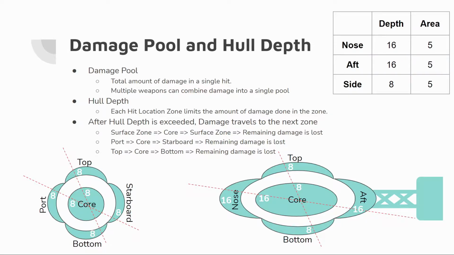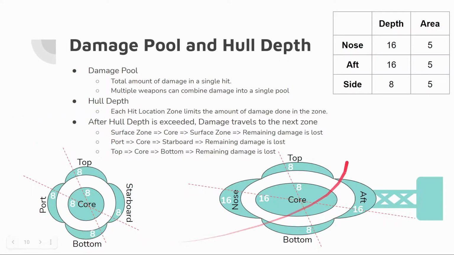Hull depth. Each hit location zone, you can only do a limited amount of damage to that zone, and then all remaining damage will transition to the next zone in the list. Typically you go from a surface zone to the core to the opposite side surface zone, then any damage after that is simply lost. So for our ships today, our hull depth when you hit the nose or the aft is 16, and when you shoot from the sides, it is 8.